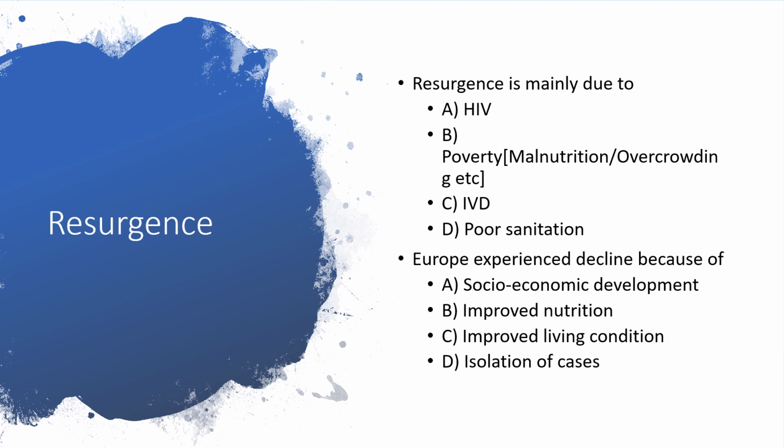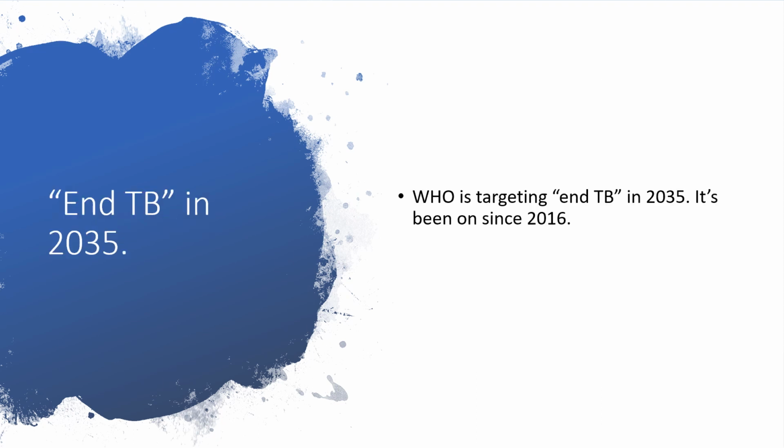Europe experienced decline, and why is that? Because there's improvement in socio-economic status of their citizens. Europe has improved nutrition, improved living conditions, and over the years, they've isolated all identified cases. The World Health Organization has a target that we should end TB, and that has started since 2016.